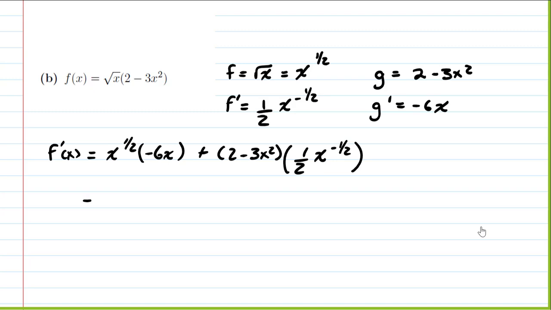So then, if we wanted to simplify, we multiply these together. We get negative 6x. 1 plus 1/2 gives us 3/2. Distributing this in, 1/2 times 2 gives us 1. And then we're going to have, so plus x to the negative 1/2. 1/2 times 3 gives us negative 3/2. And then x to the negative 1/2 times x squared, we add those together. 2 plus a negative 1/2 gives us 3/2.